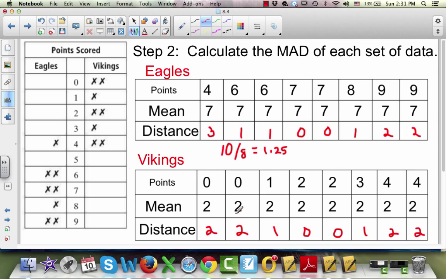Now let's calculate it for the Vikings. 2, 4, 5, 6, 7, 8, 9, 10. So we go 10 divided by 8 players, and once again we get 1.25. So the mean absolute deviation for the Eagles is 1.25, and for the Vikings is 1.25.